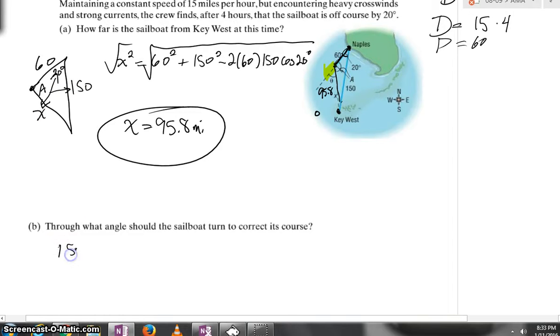So we can say 150 squared would equal x squared plus 60 squared minus 2 times x times 60 times the cosine of angle A.